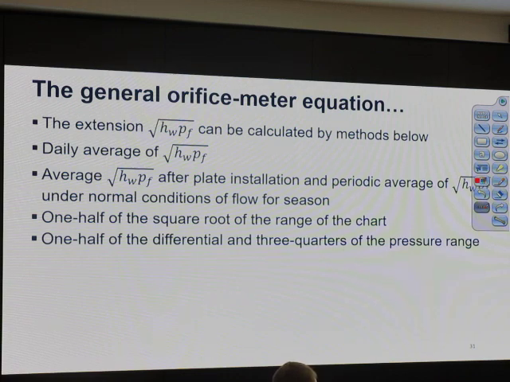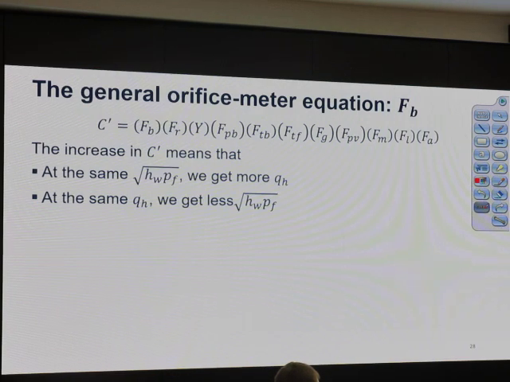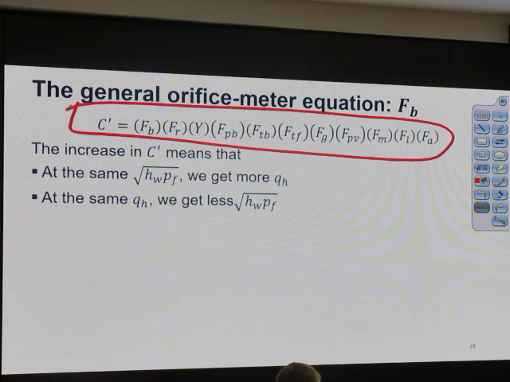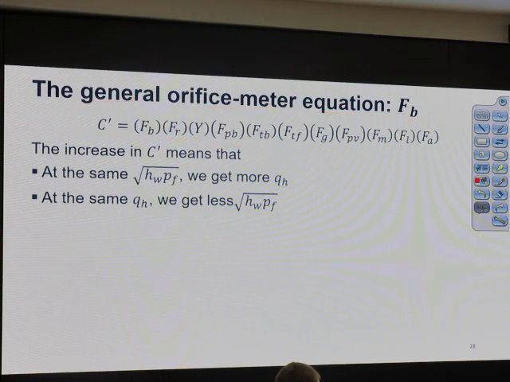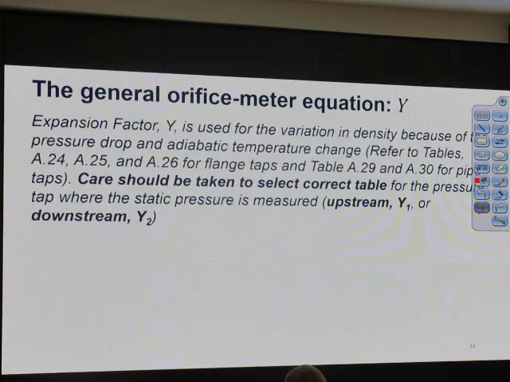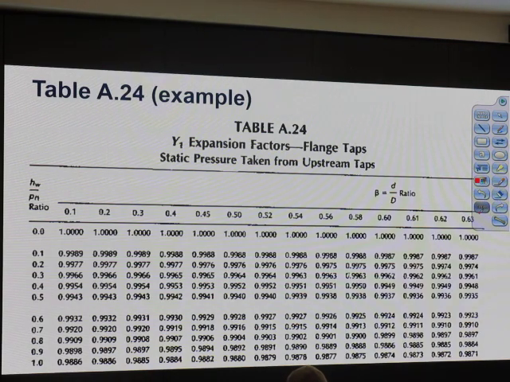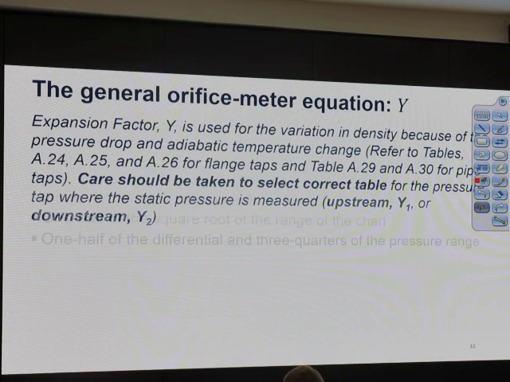Anything else that you want to ask other than how to read the table? How to read the table is you go back to this, find out which one we need to use to get C prime. You go to the corresponding table and read it, making sure that if it is flange tap, use flange tap. Beta ratio d over D is the hole size over the inner diameter of the pipe. We need to know that in order to read the Y1 ratio. You will do all this in the homework. Y1 is an expansion factor.